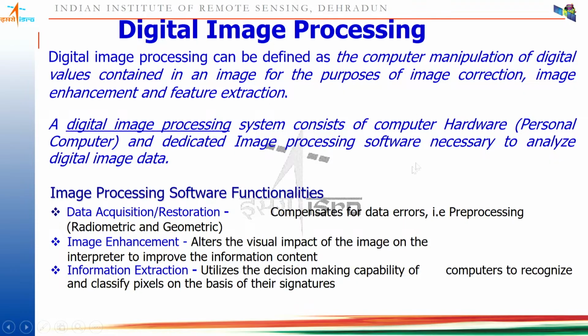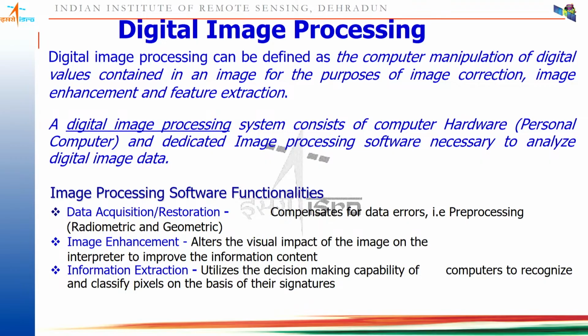The second is an optional step of image enhancement, which is altering the visual impact of the image on the viewer to improve the information content of the image. And the third one is the most important step, which is information extraction or feature extraction, which is utilizing the decision making capability of computers to recognize and automatically categorize all pixels on an image based on their spectral signatures. So these are the three basic functionalities any image processing software should provide.